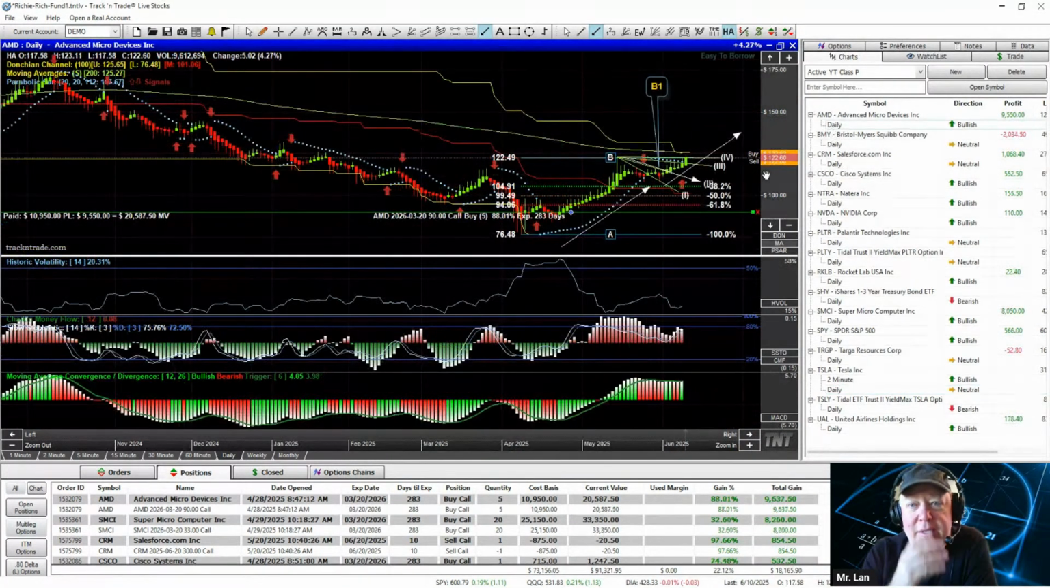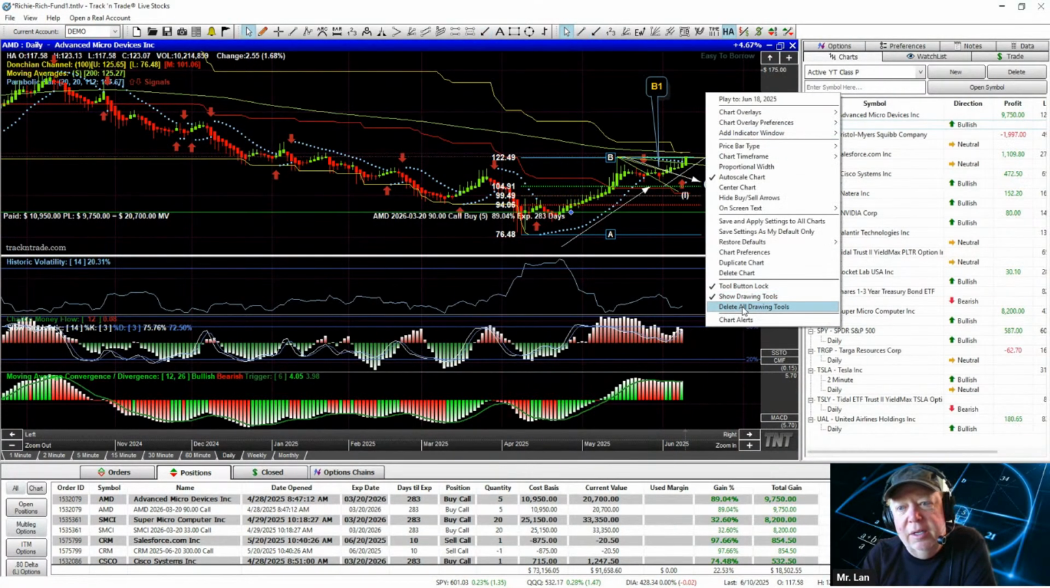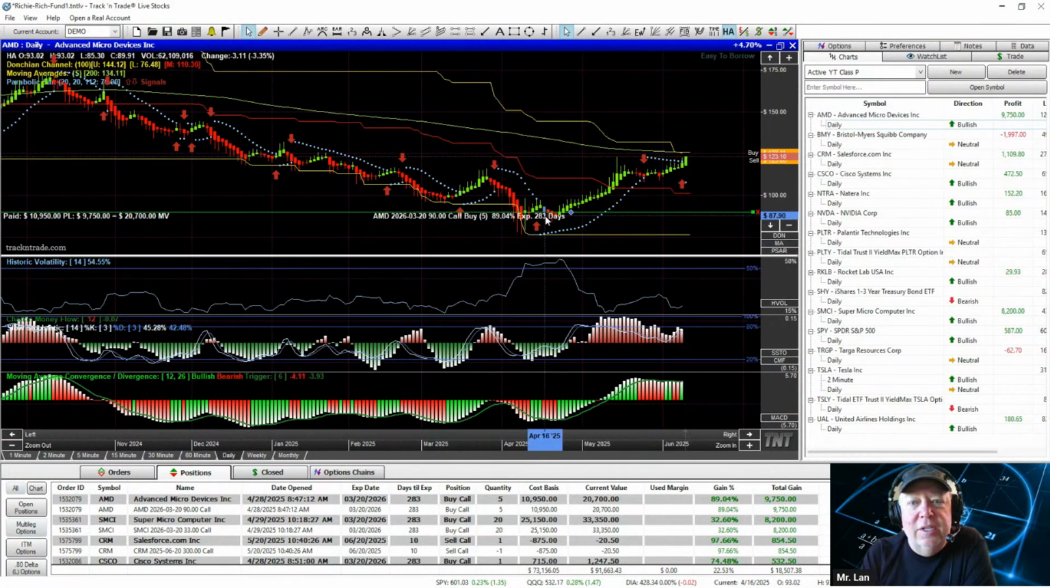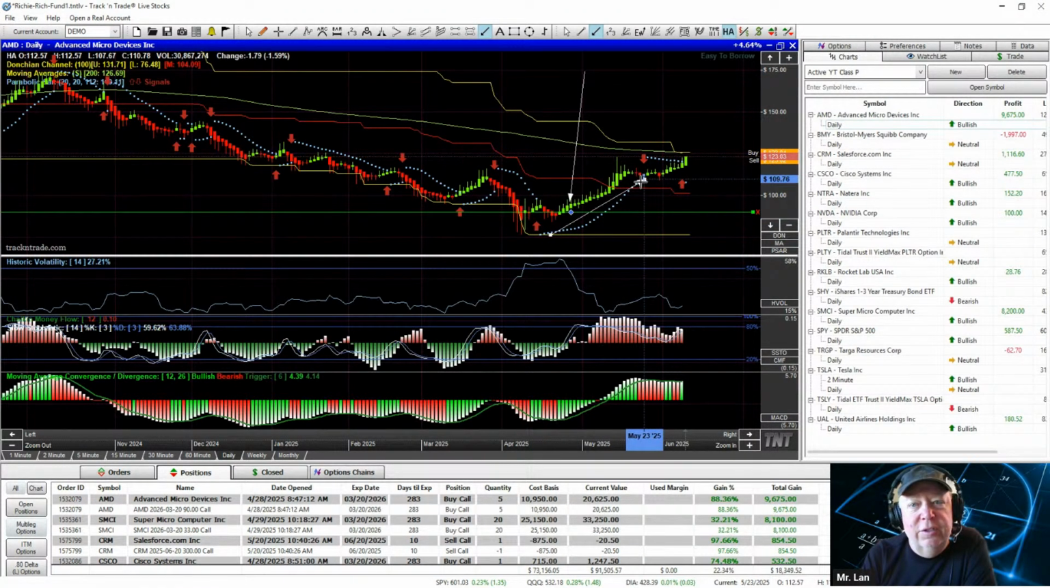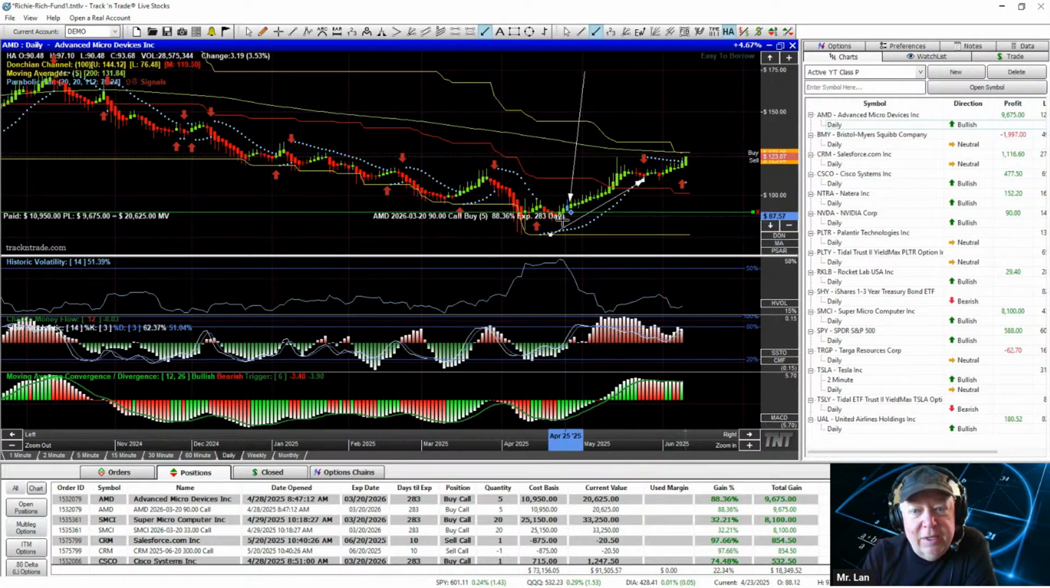Let's come and look at AMD. We have a position in AMD. Delete all this. And you can see that we've come down here and we bought right here at the bottom, right at the accumulation stage. We picked up an option right here in anticipation that this market was going to start the first drive up out of the accumulation stage.